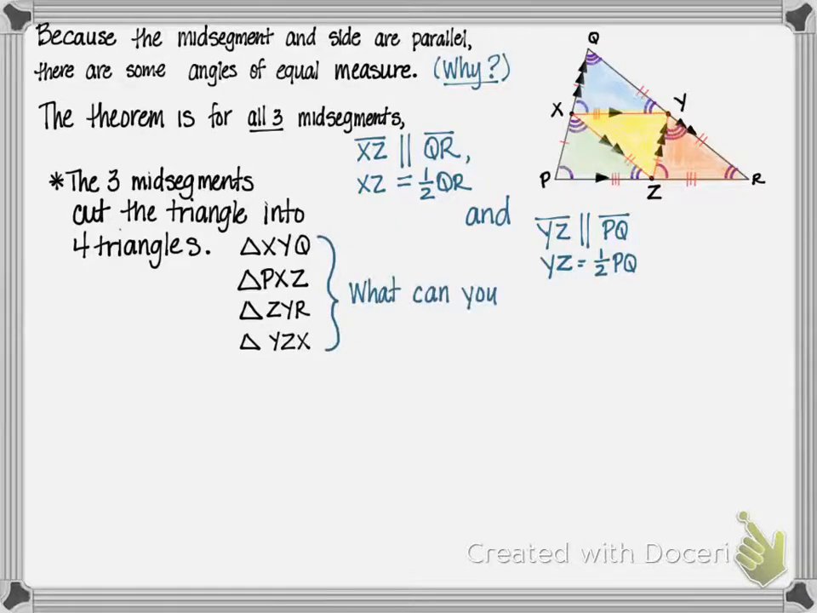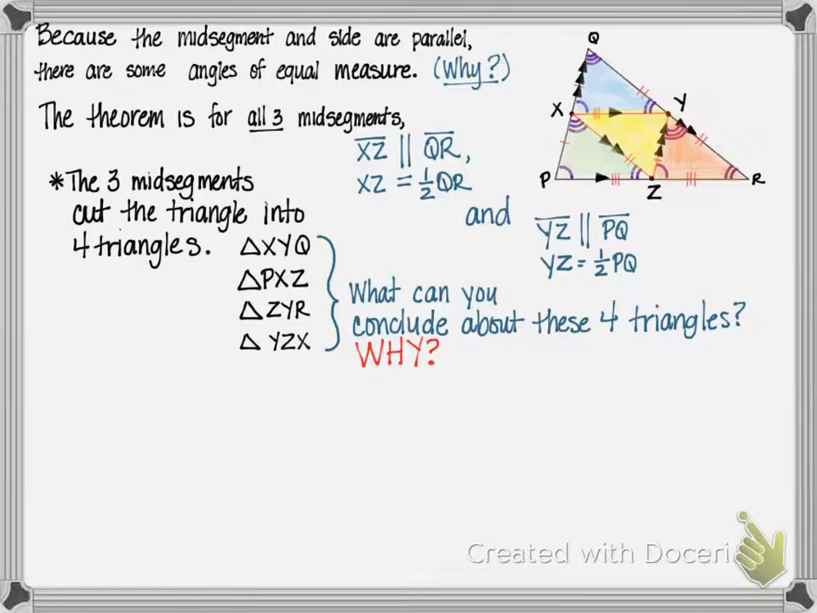There's an important conclusion we can make about these four triangles, and the big question will be why. Why can we make that conclusion? That I want you to be prepared to prove in class. So make sure that you are paying attention to what's congruent and why, so that you can make a conclusion about these four triangles and prove that in class.